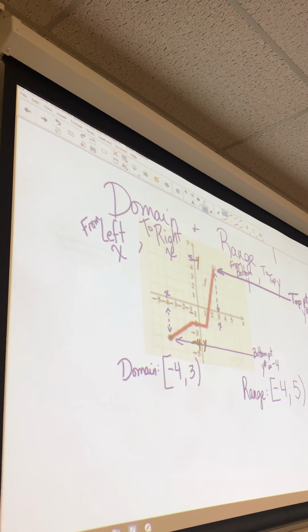So even though they both have -4s in the beginning, for the beginning number, it's for two completely different reasons. The first one right here, domain, was because of the -4 up here on the x-axis. Over here with the range, it was because of the -4 on the y-axis for being the lowest. Okay.